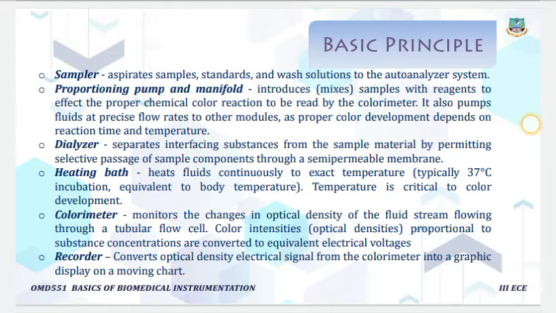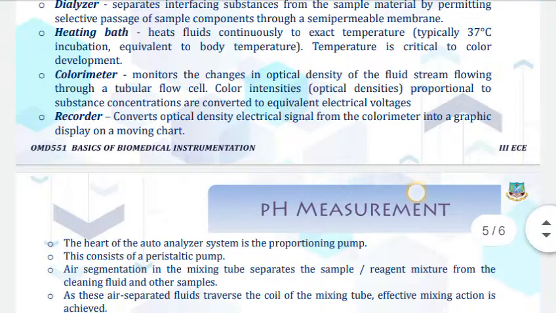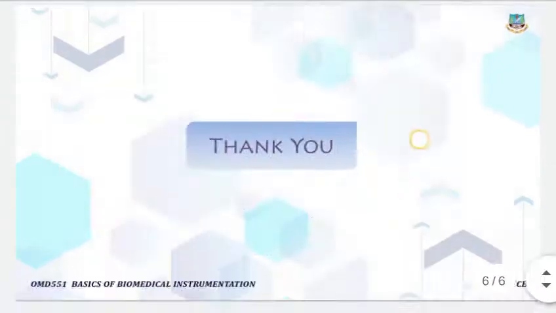Then the colorimeter monitors the change in the optical density of the fluid stream flowing through a tubular flow cell. Color intensity is proportional to the substance's concentration and is converted to the equivalent electrical voltage. The recorder converts the optical density electrical signal from the colorimeter into a graphical display on a moving chart. Okay, that's all. Thank you.